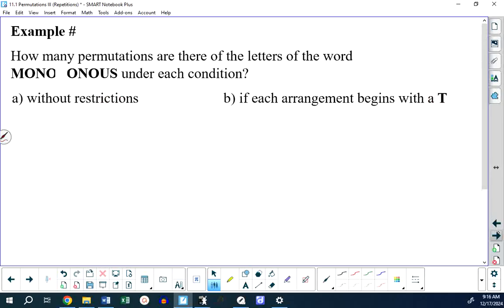How many permutations, that just means arrangements, are there of the letters of the word monotonous under each condition? So no restrictions. Well, it's the cookie question. 1, 2, 3, 4, 5, 6, 7, 8, 9, 10 factorial.